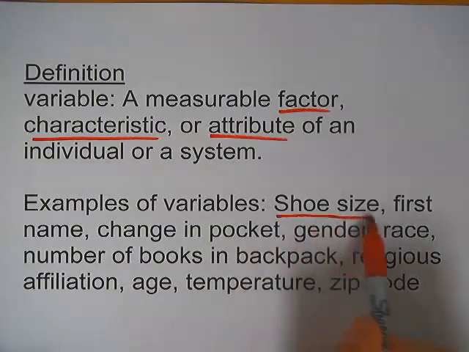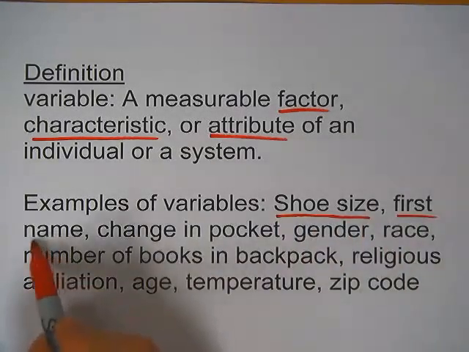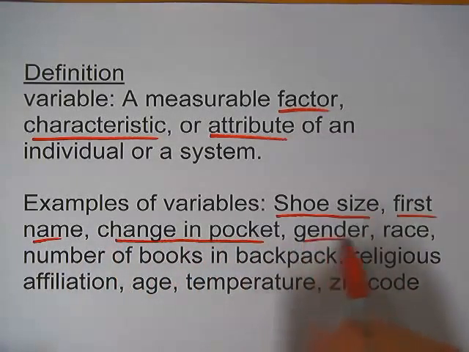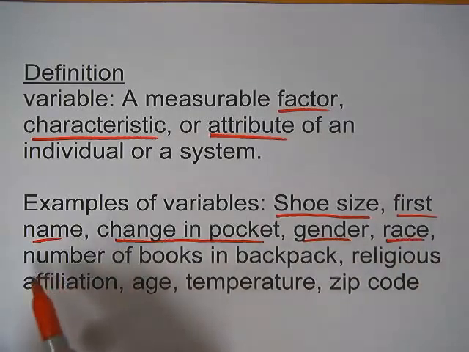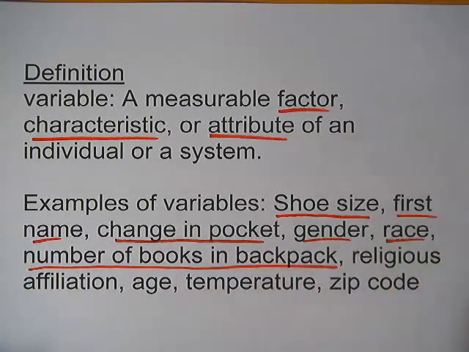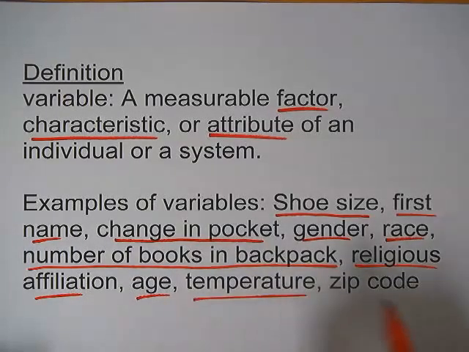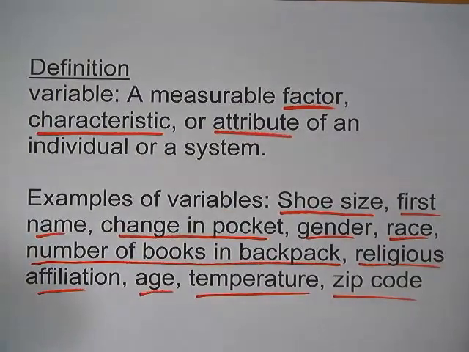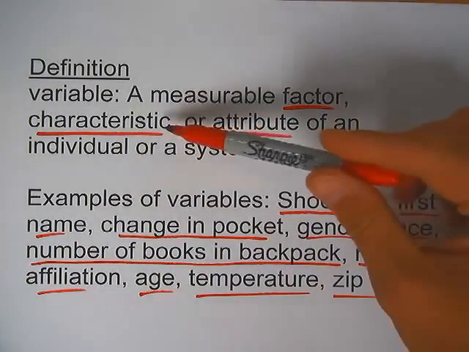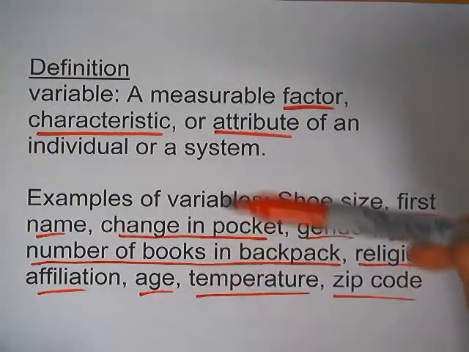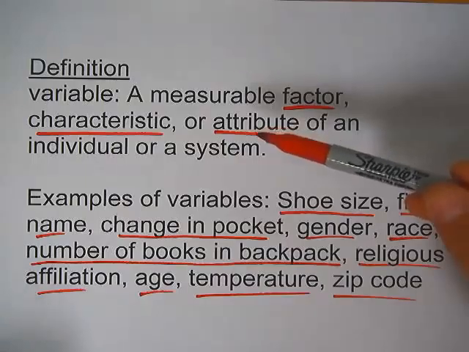We could have shoe size, first name, the amount of change in your pocket, gender, race, number of books in a backpack, religious affiliation, age, temperature, zip code. These would all be considered variables. These are either factors or their characteristics or their attributes of something or a combination of things, that being a system.